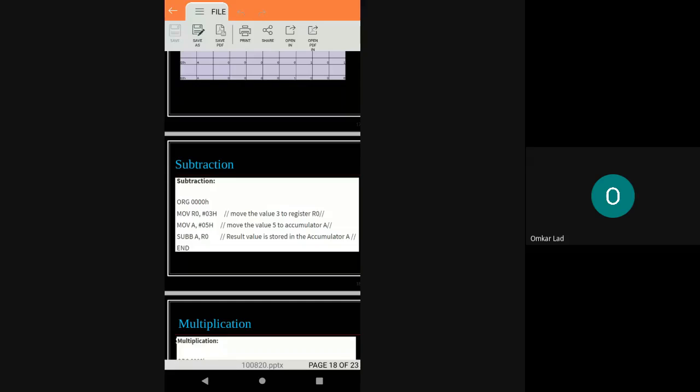Whatever instructions are provided by the faculty, you are supposed to follow those instructions. It is for your betterment only. So don't take it as casual. Okay, so go for this program. Note it down for subtraction. The concept is a simple one, that is what we have seen for the addition.